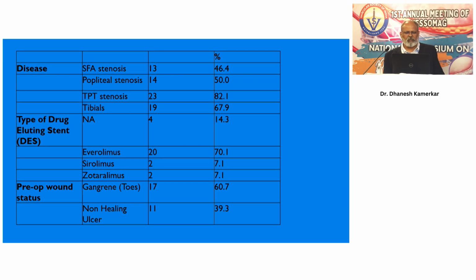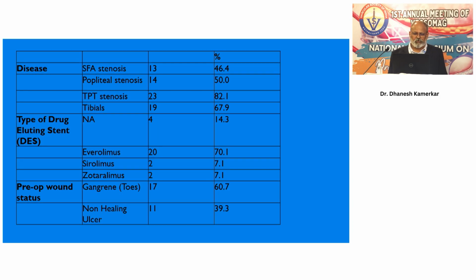20 patients had everolimus drug-eluting stent, which is almost 70% majorly. 2 had sirolimus stents, and 2 had zotarolimus. All were coronary drug-eluting stents which were used. And the best advantage over a period of time, what we realized, because the cost-wise, since the coronary stent prices came down, it was fairly fitting into all the outcomes and budgetings.